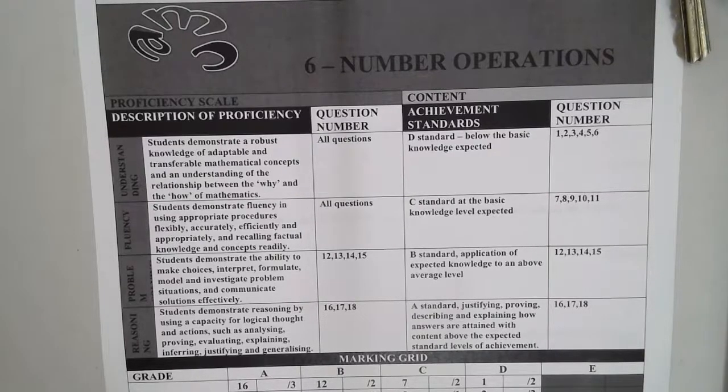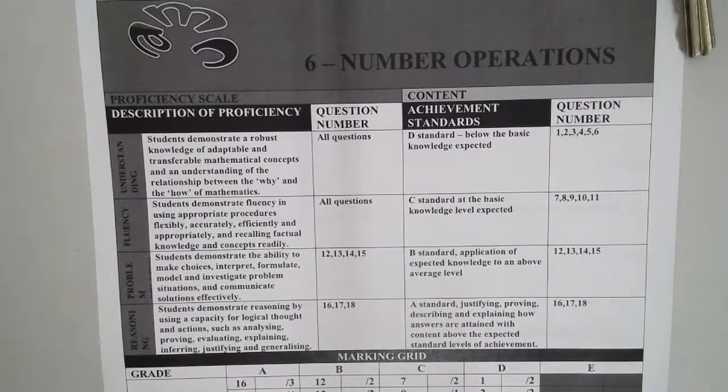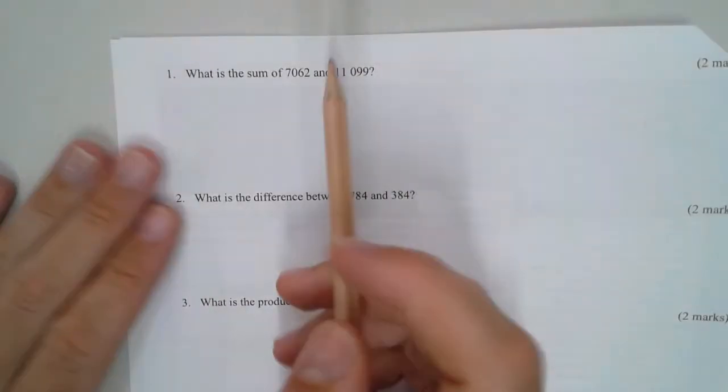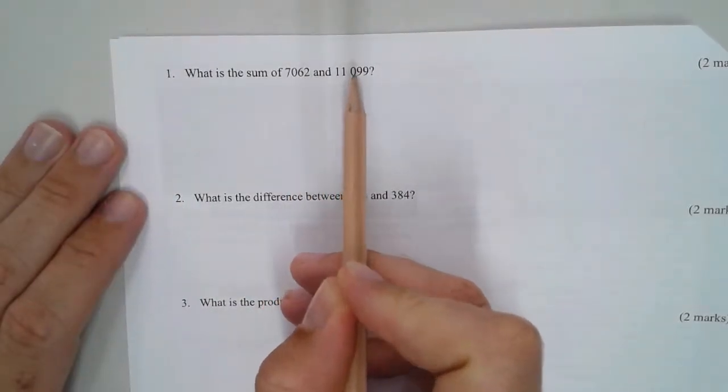Alright, so we're looking at the Year 6 number operations exam and how you can get 100% on these questions. Alright, so number 1. What is the sum of 7,062 and 11,099?